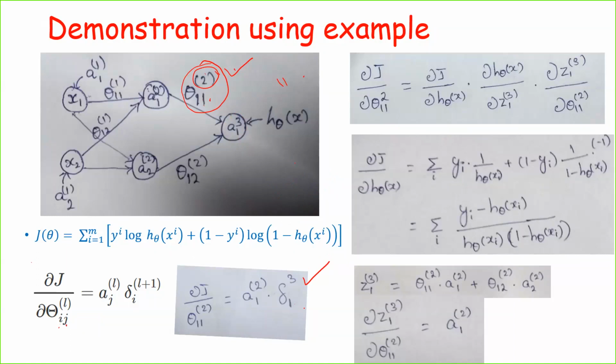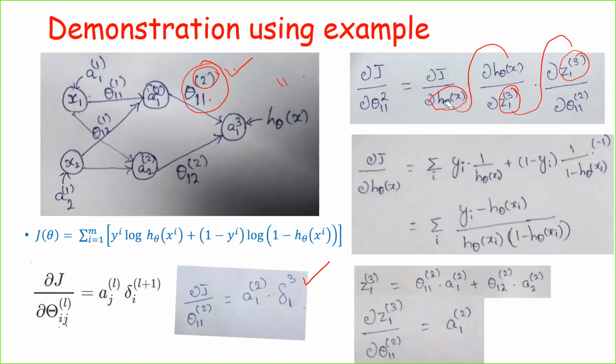So now let us compute it through the brute force approach. Derivative of J with respect to theta 112. Using the chain rule, I am writing it this way: derivative of J with respect to h theta of x, derivative of h theta of x with respect to z13, and derivative of z13 with respect to theta 112. I break it using the chain rule only to simplify the situation, there is no other reason.